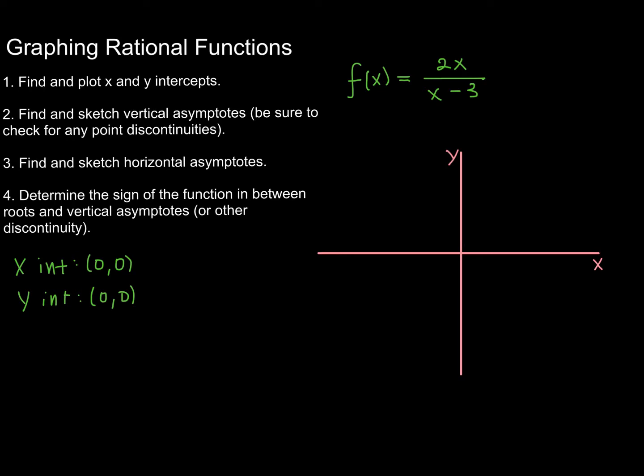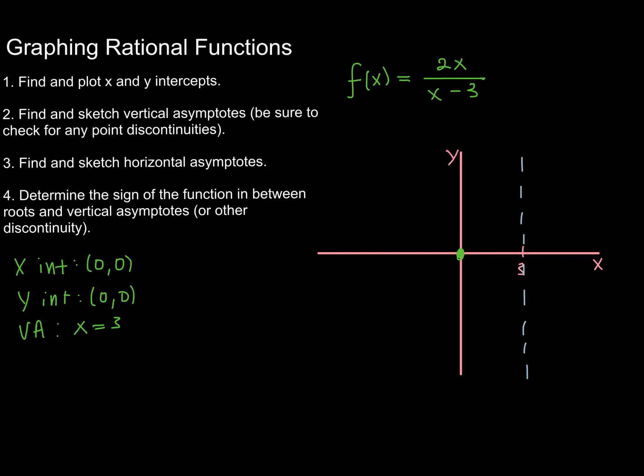Alright, so to start off with, the x-intercept and y-intercept, very easy to find. They actually happen to be the same point. The function intersects the origin. So I'll plot that point there. Now looking to the vertical asymptote, I can see here that an x value of 3 will make my denominator 0. So my vertical asymptote would be the line x equals 3. And I've sketched that here.